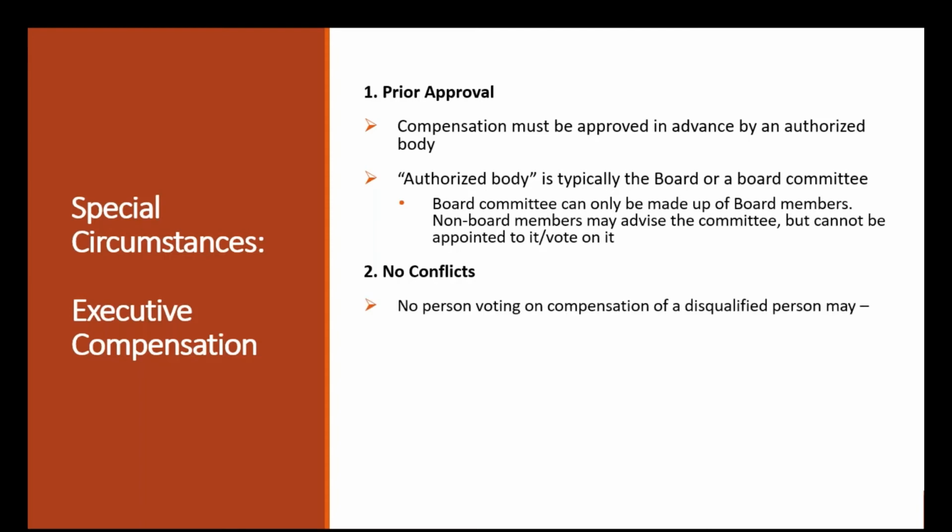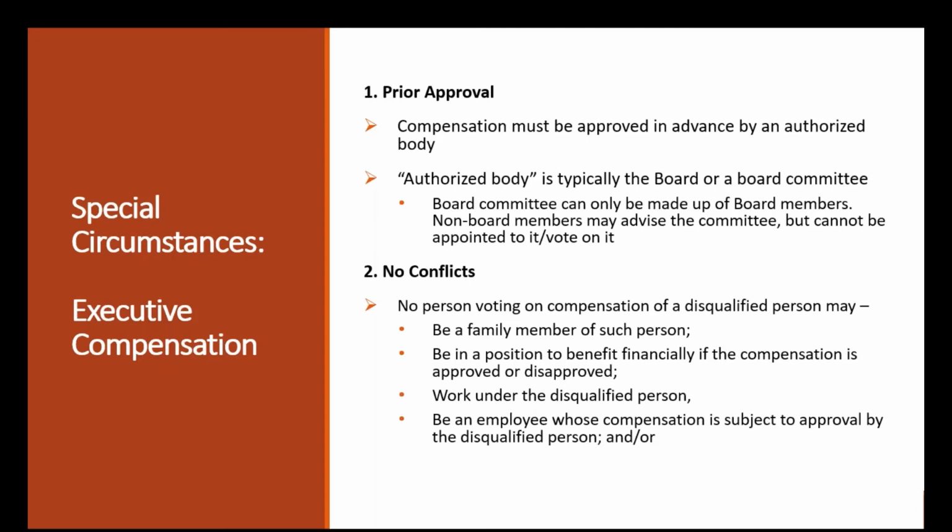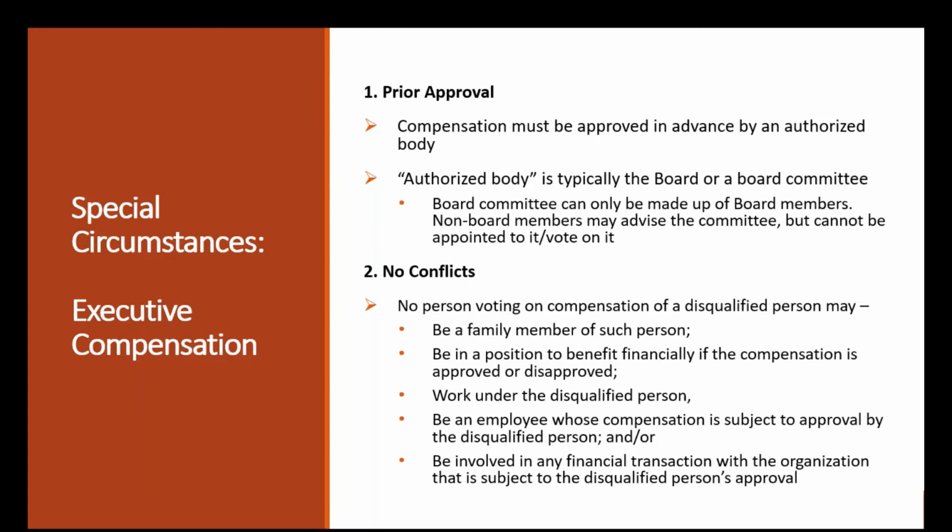So no person voting on compensation of a disqualified person may be a family member of that person, be in a position to benefit financially if the compensation is approved or disapproved, work under that disqualified person, be an employee whose compensation is subject to approval by that person, or be involved in any financial transaction with the organization that is subject to the disqualified person's approval. It looks like there's a lot of moving parts there, but it's all the same general idea. We don't want anyone voting on an executive's compensation if they have any skin in the game, if they have anything to gain or lose from how much that compensation is set.